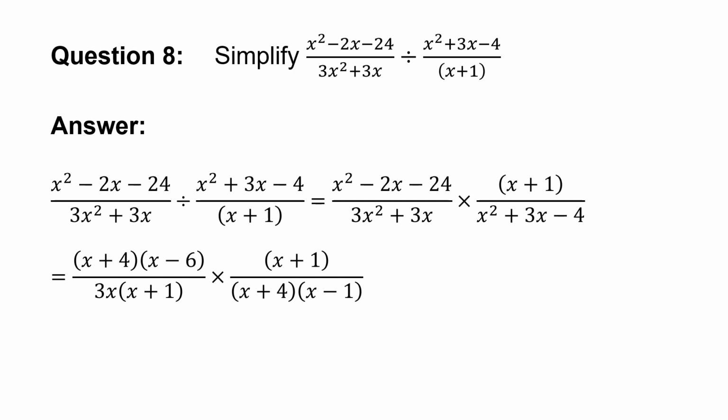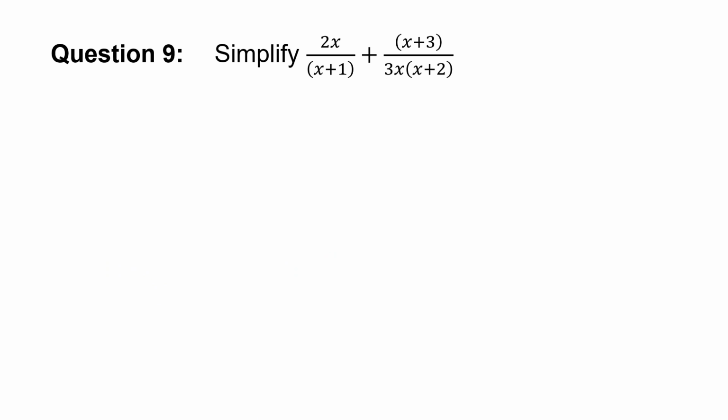Now we're going to simplify. So we have this x plus 4 term in the numerator and denominator, and we also have this x plus 1 term. So that looks to be as far as we can simplify, and we're just left with x minus 6 over 3x times x minus 1.